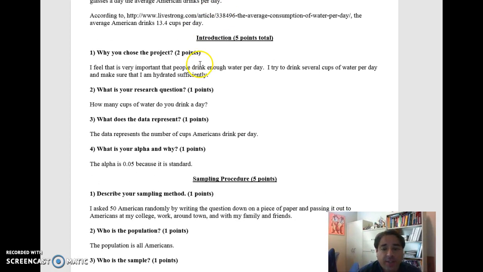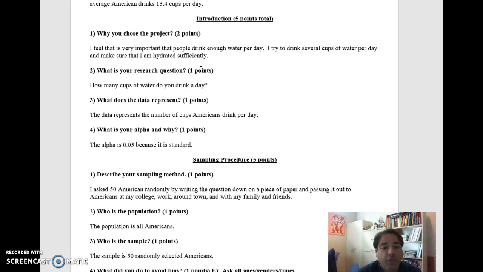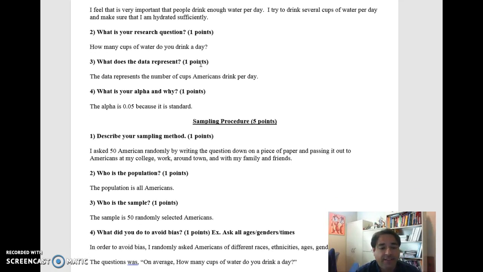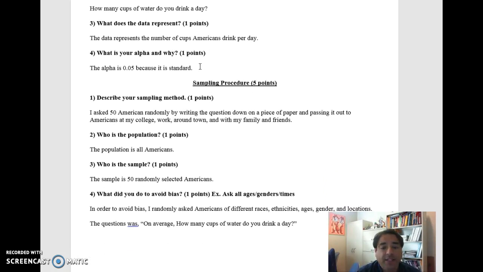I think drinking water is very important to people, and you should have many cups of water per day to remain hydrated. My research question was, how many cups of water do you drink a day? The data represents the number of cups Americans drink per day. I'm using alpha of 0.05 because it's standard. I asked 50 Americans randomly.